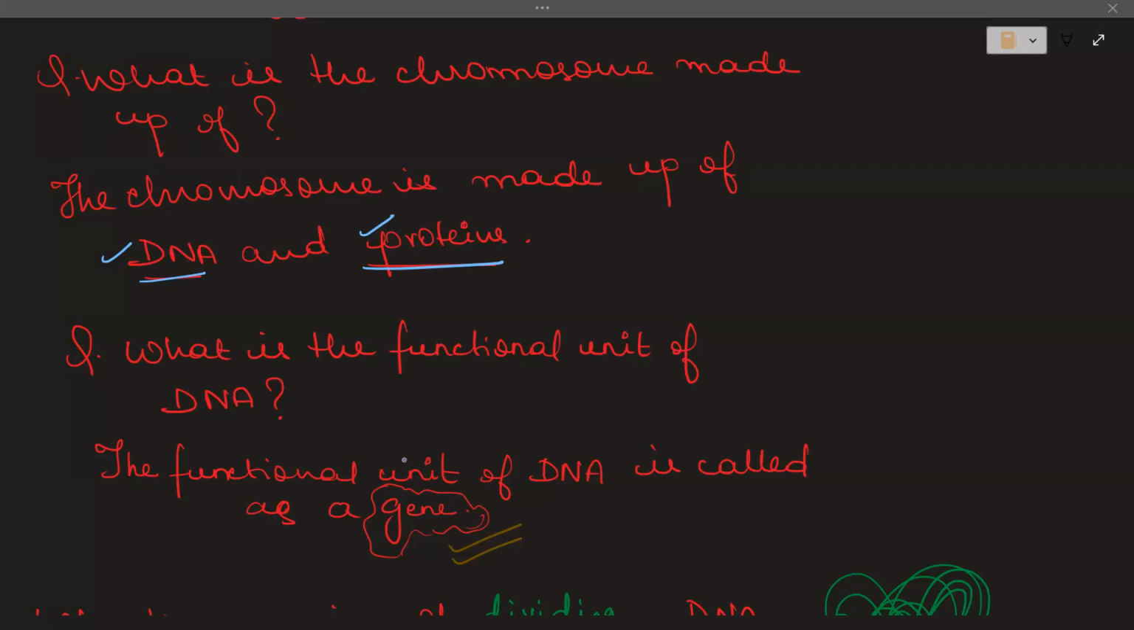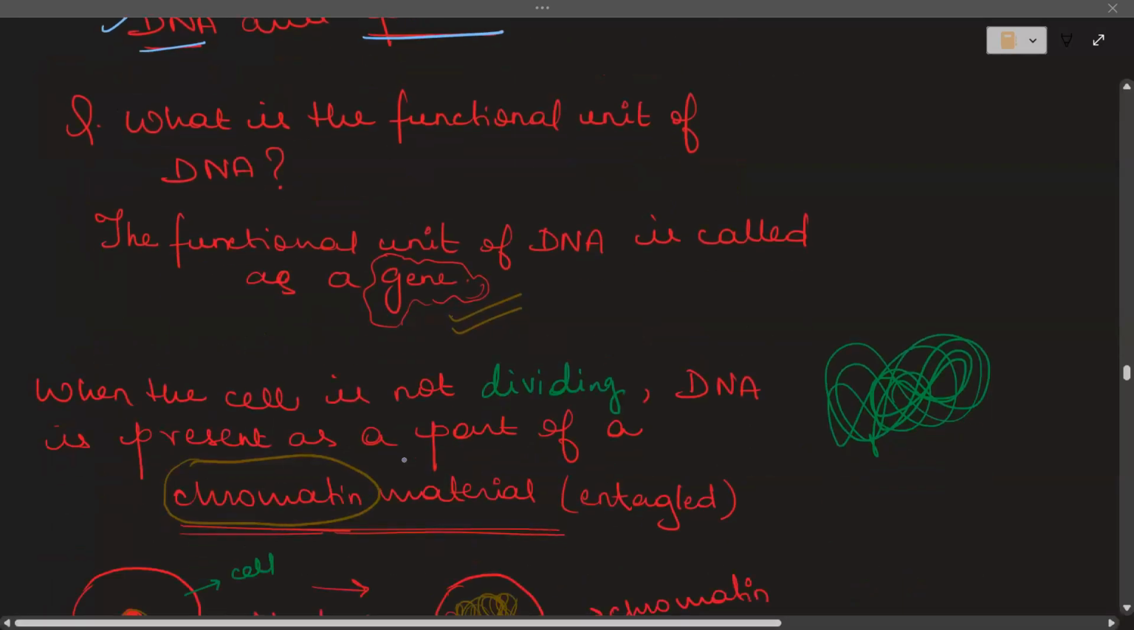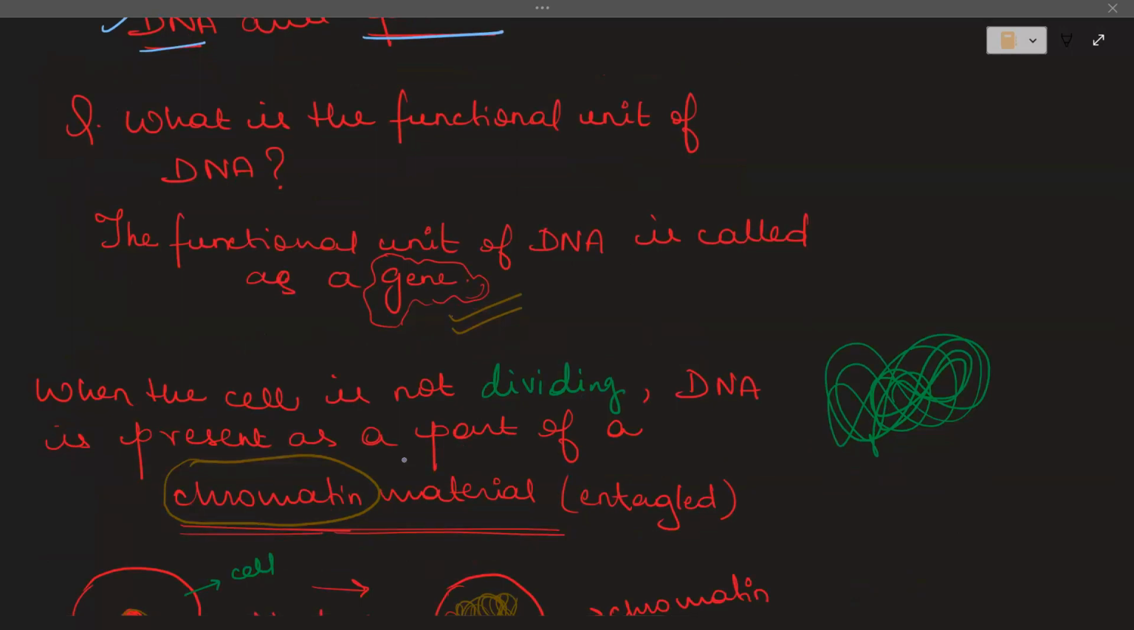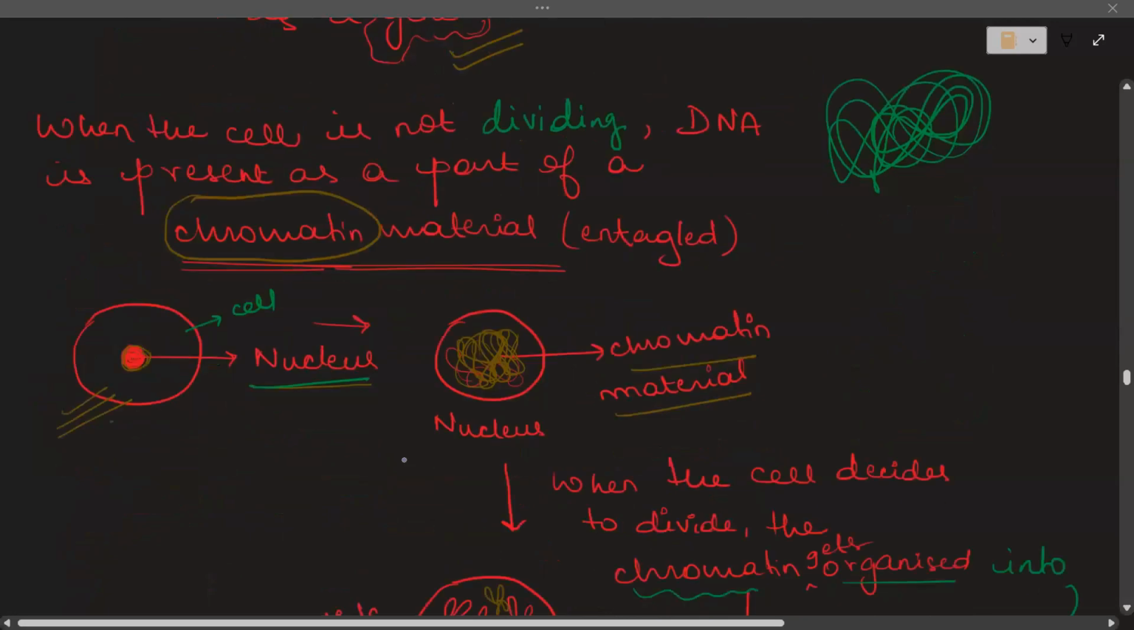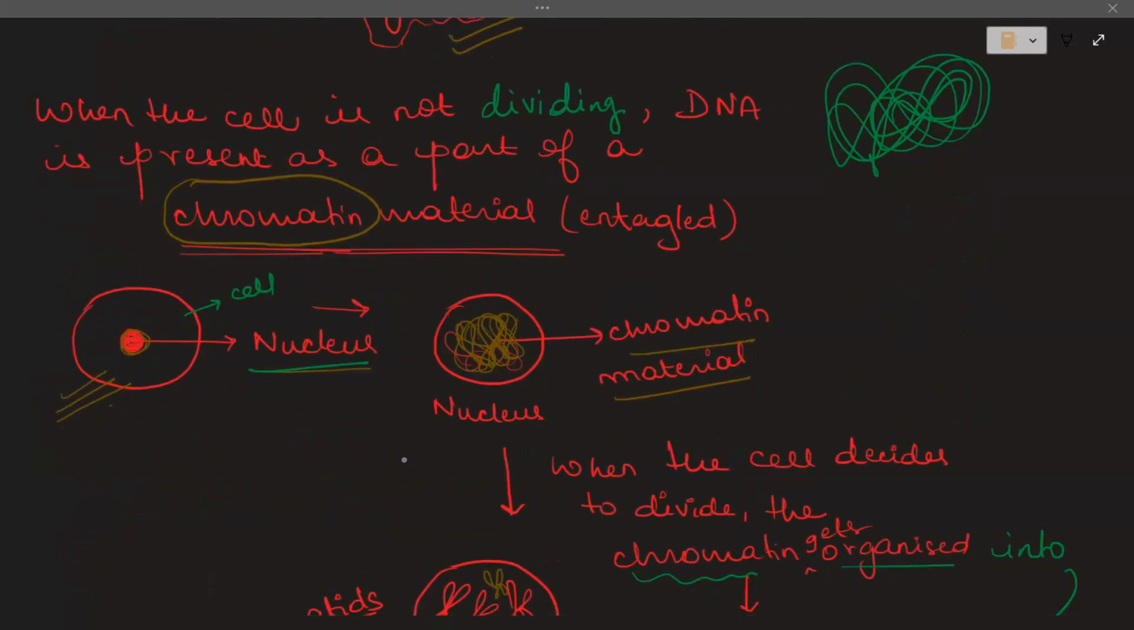Now, we talked about DNA. We know now that DNA is the genetic material. Now, what is the functional unit of DNA? Which part of DNA is functional and important? So, the functional unit of DNA is a gene. You might have heard about genes, isn't it? Yes, ma'am. That gene is the functional unit of DNA. Now, always remember that when the cell is not dividing, the DNA which is present as part of the chromatin material is sort of entangled.